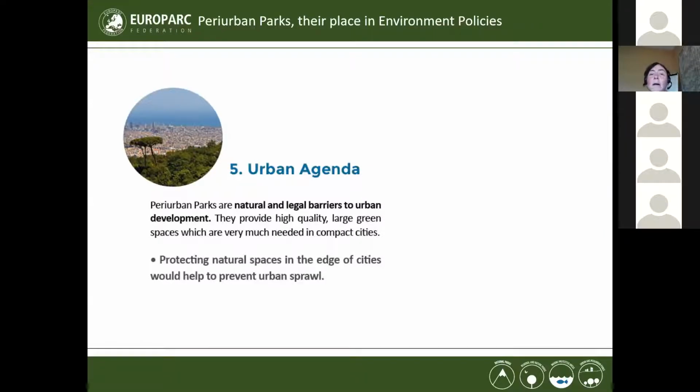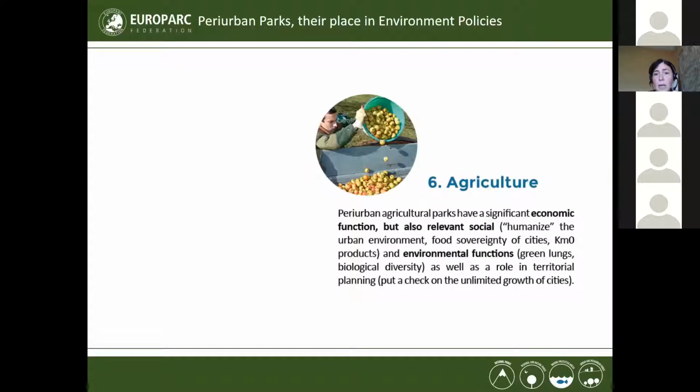They are natural and legal barriers to urban development, which is one of the main problems or challenges of cities today, the urban sprawl. They can also have a big role in agriculture, not only productive agriculture, but also social agriculture.